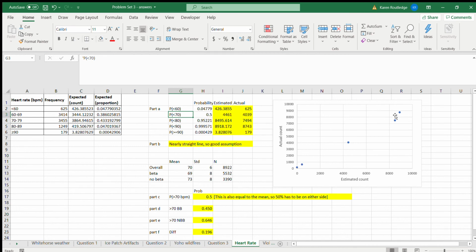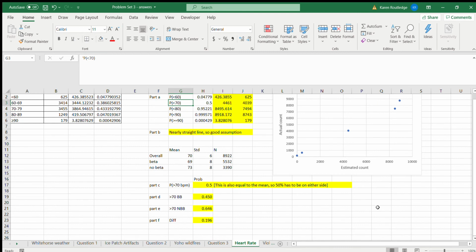Ultimately, we're looking for a straight line. And if the data points do make a straight line, then yeah, the assumption of normality is pretty good. A straight line means that our estimated counts are following our actual counts, and so the actual is following our theory. Our theory is that the data are normally distributed. If actual follows that, then great. Our data are actually normally distributed, or good enough. So answer to part B, yeah, this is nearly a straight line. So normality probably is a decent assumption to use.